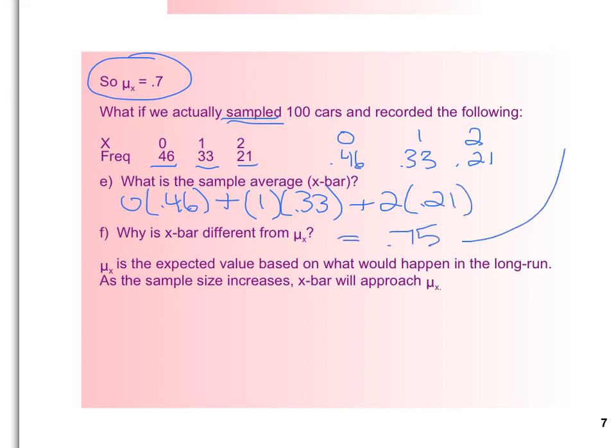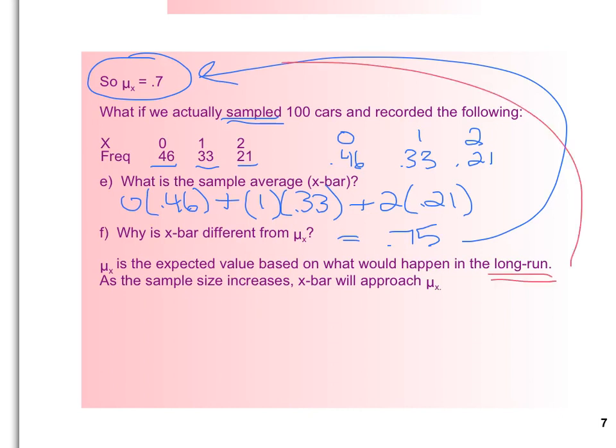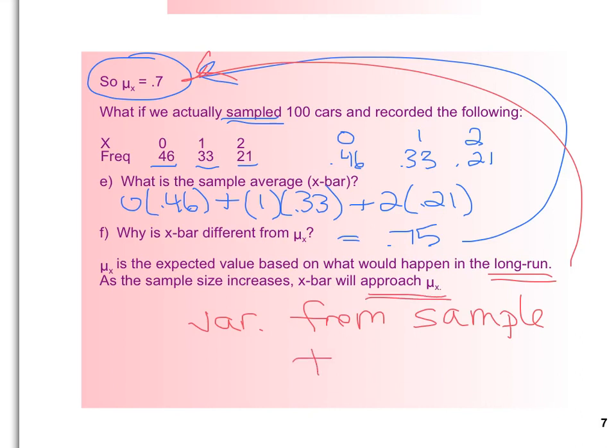So how come we didn't get 0.7? You have to remember that this is based on what would happen in the long run. And there's going to be variability from sample to sample. So, as the sample size increases, the closer it will approach the mean. Okay? So the key is that this is a long run average.